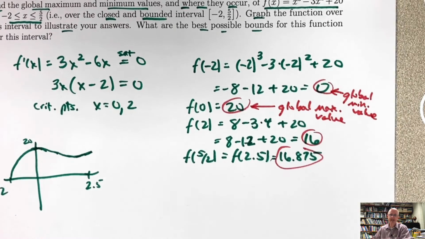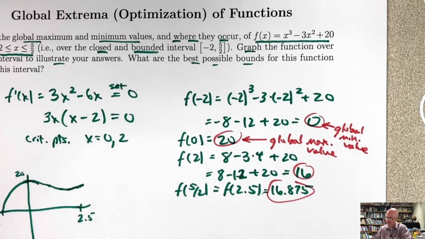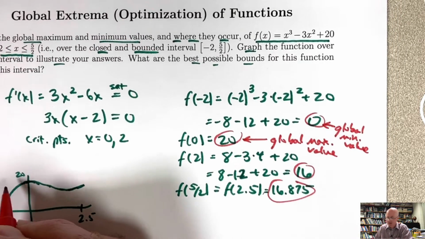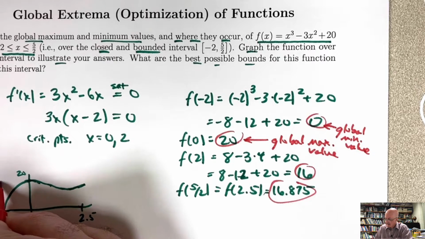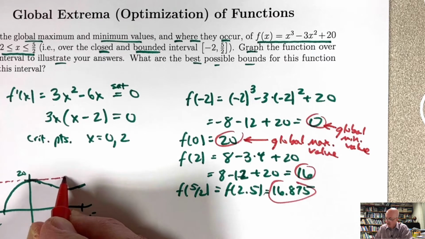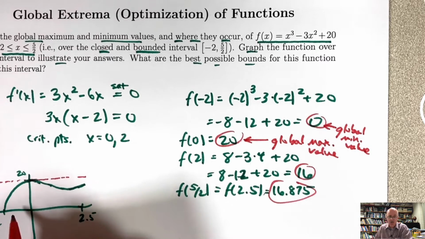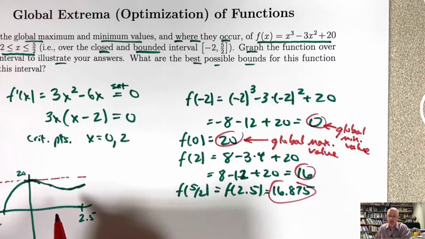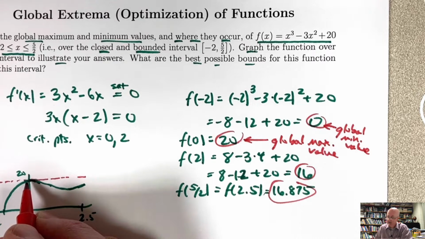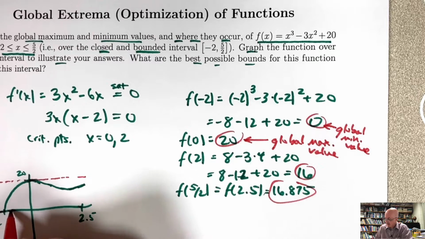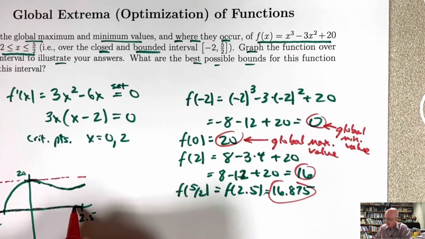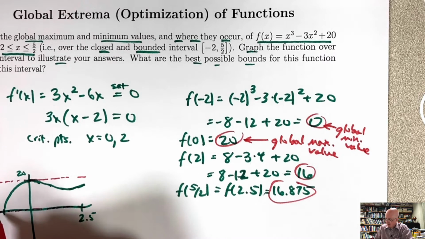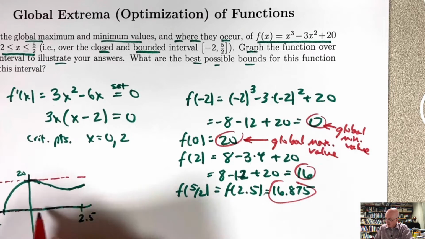What are the best possible bounds for this function? By best possible bounds, we mean best upper bound and best lower bound. What is the smallest possible value of y that is always above the output of this function over this interval? Well, that's the same as the global max value, 20. And what is the largest possible value of y that is underneath the graph for all values of x in this interval? That occurs at y equals 0.